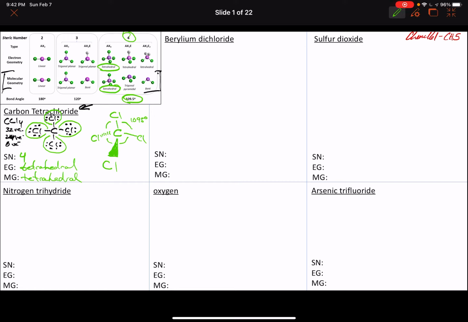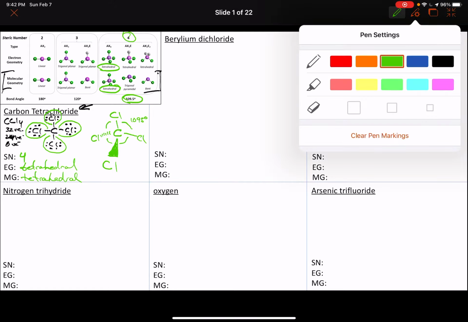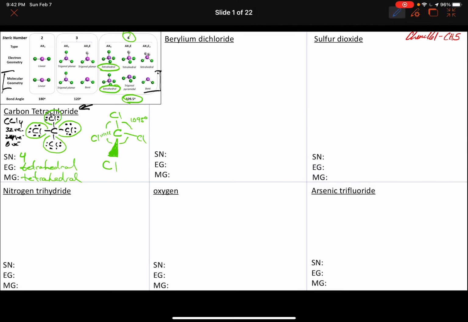Okay, moving on, we'll try nitrogen trihydride. So again, this is an opportunity for you to pause the video and try your own work, and then resume the video once you have your work completed. Okay, so the naming for nitrogen trihydride would tell us that we were dealing with NH3, and this would tell us that we're dealing with 5 valence electrons from nitrogen and 1, 2, 3, so a total of 8 valence electrons for a Lewis structure.